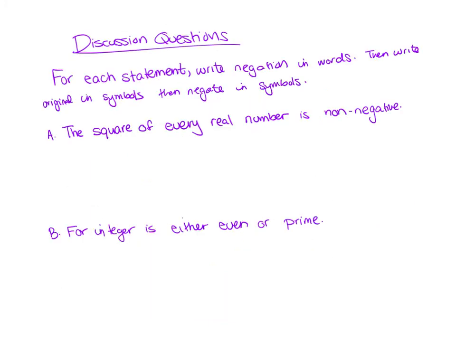So here's a discussion question for you to look at. For each of the statements below, I want you to write the negation in words, and then I want you to write the original statement in symbols and the negation in symbols, and compare those symbols to the words that you've written down. So we want to look at the statements. The square of every real number is non-negative, and just a quick fix there, every integer is either even or prime.